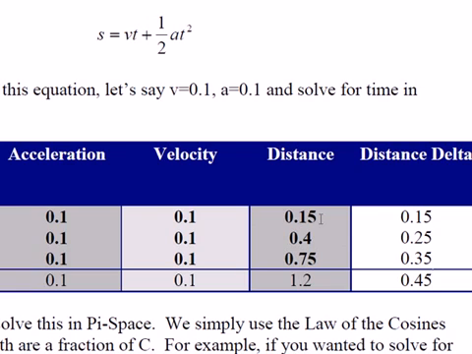The actual distance traveled is 0.15, 0.4, 0.75, and 1.2. That's the total distance that one travels. But between each second, these are the deltas. That's kind of important because if you sum them up, you get this answer here.